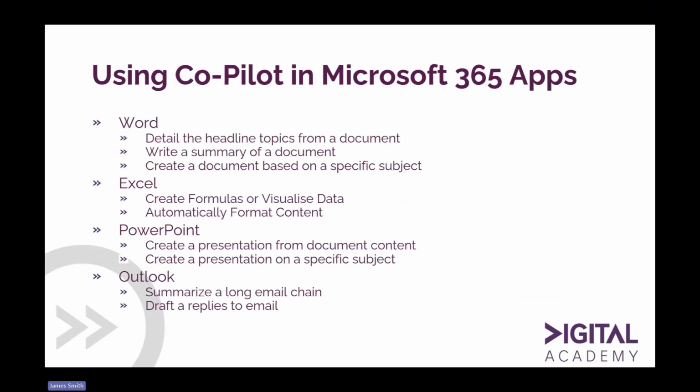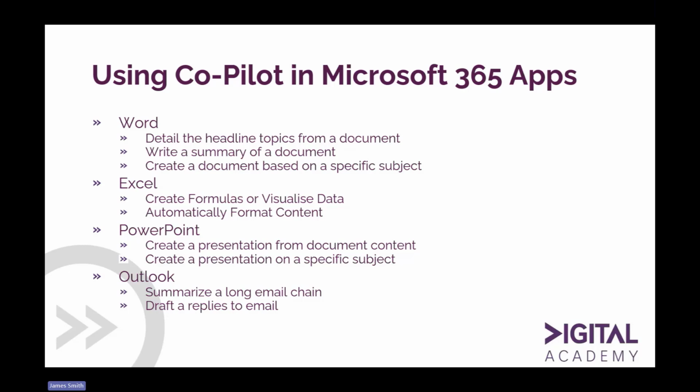Okay. So what we'll have a look at is some examples of where you might use Copilot within your Microsoft 365 apps. So these are the apps that we're using day to day. So within Word, you might have a lengthy document, and you could ask Copilot to detail headline topics from a document. It might be you've got a 30-40 page report. You don't want to read through the whole thing. Copilot can be used to just pick out the headline topics. Give me a brief summary of the content of a document.